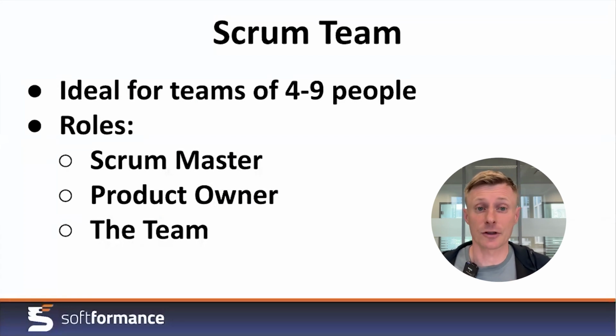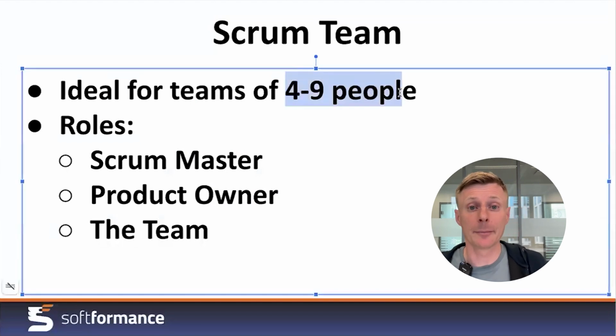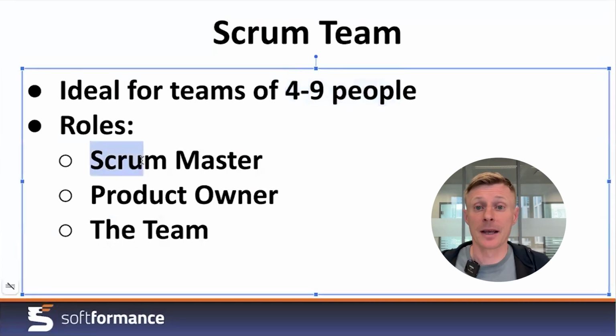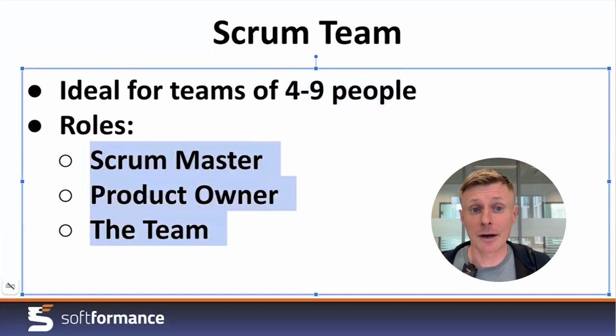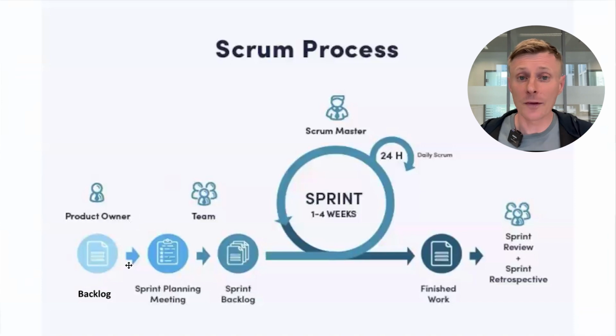Scrum is ideal for small teams of 4 to 9 people and includes roles such as product owner, Scrum master, and development team. In Scrum, there is a backlog containing all the tasks to be completed in the future. Work then is organized into sprints, typically lasting 2 weeks.